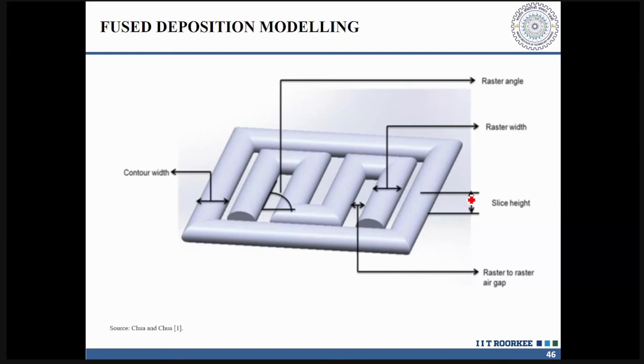So the layer of this particular slice is called the slice thickness. The outermost profile, the width, is called the contour width. Material is extruded out of the nozzle, falls on the platform and then spreads. So what is the width of this particular road? That is called the contour width. Now inside, you fill it in the form of a zigzag pattern, which is called a raster fill.